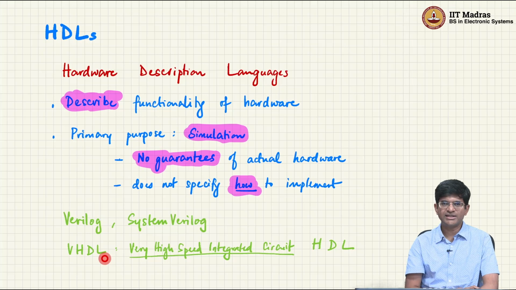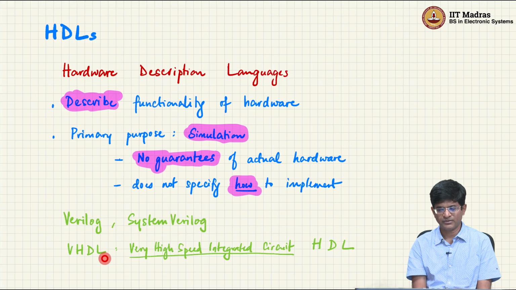Now, VHDL tends to be a bit more verbose and it primarily finds a lot of use in defense and military contexts and sometimes in aviation, and it's found more in Europe, whereas Verilog is more popular in the US and also in commercial designs in general.